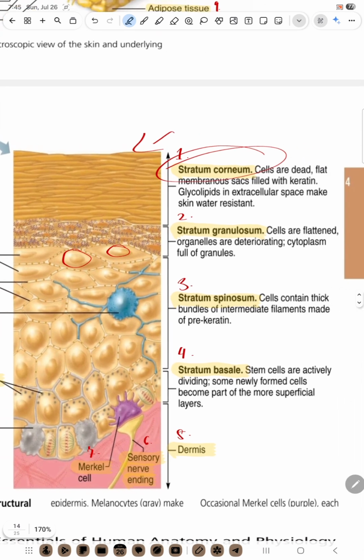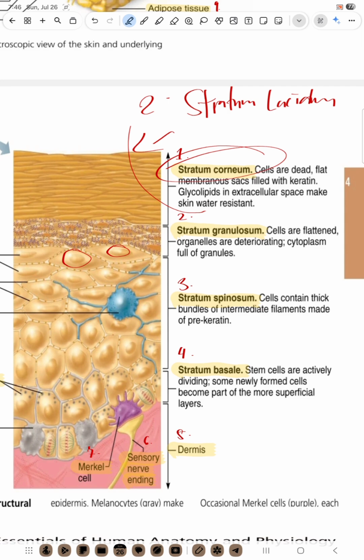Its cells are dead and flat. And then there is the stratum lucidum, which is not present in all skin regions. The stratum lucidum is hairless and extra thick. We can see it in our palms, our hands, and the soles of our feet.